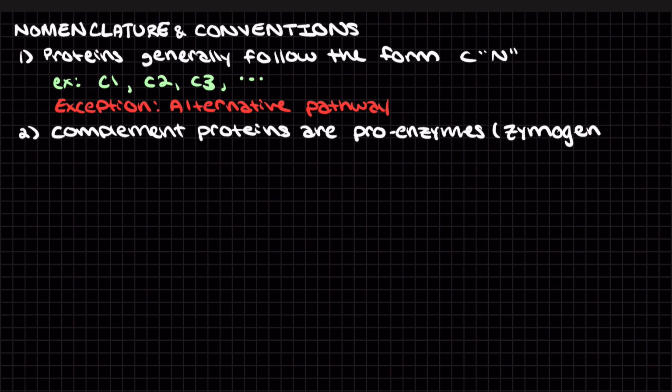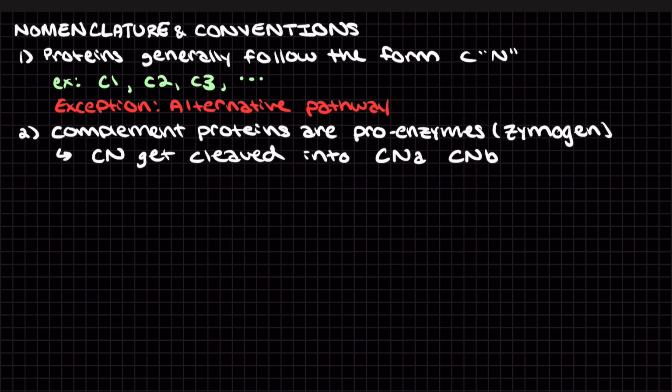And it's important to note this because a complement protein, CN, is generally going to get cleaved into CN little a and CN little b. The exception to this rule, again, unfortunately, all these rules are going to have exceptions, are going to be the complement proteins of the classical pathway.